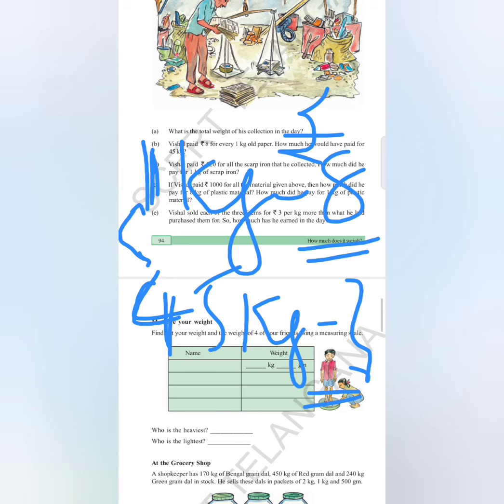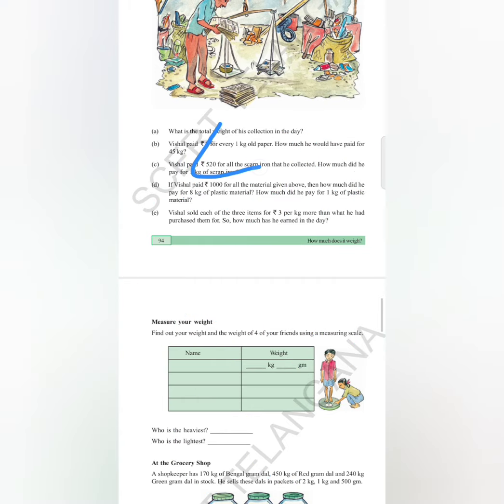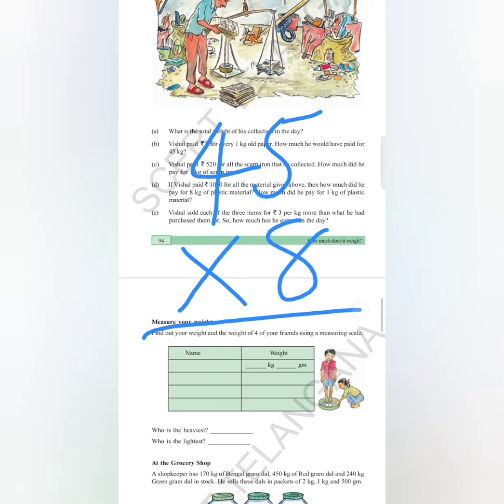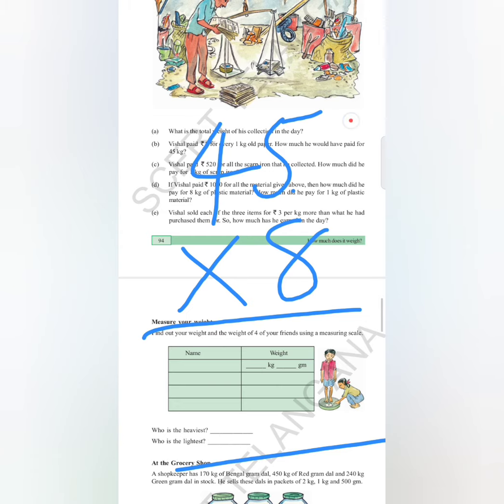So what we need to do, which operation we have to use here? Definitely we have to use multiplication only. But what should be multiplied? This amount for 1 kg and the new quantity should be multiplied. So we'll get the answer by multiplying 45 into 8. So now 8 5s, what do we get? 8 5s 40.